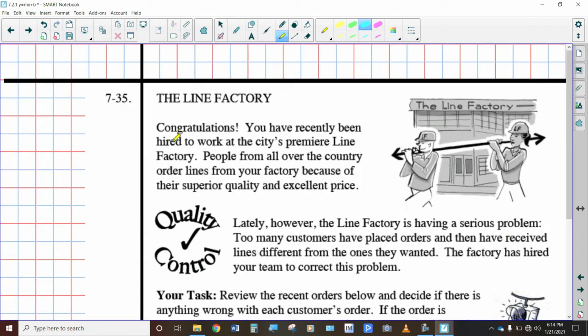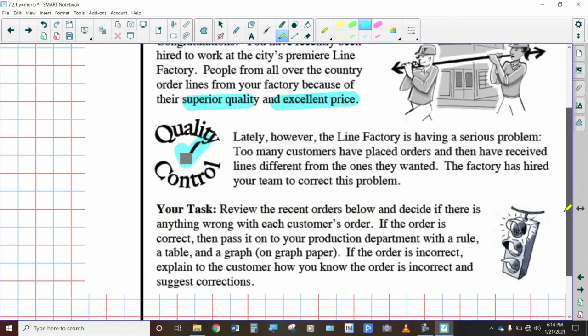All right, so here's the premise. Congratulations, you have recently been hired to work at the city's premier line factory. People from all over the country order their lines from your factory because of their superior quality and excellent price. Lately, however, the line factory is having a serious problem. Too many customers have placed orders and then have received lines different from what they had wanted. The factory has hired your team to correct this problem.